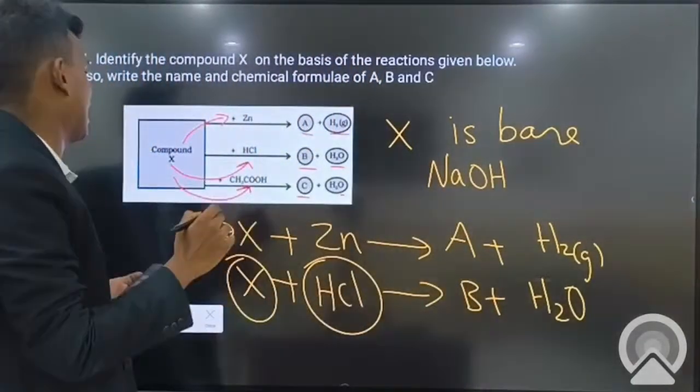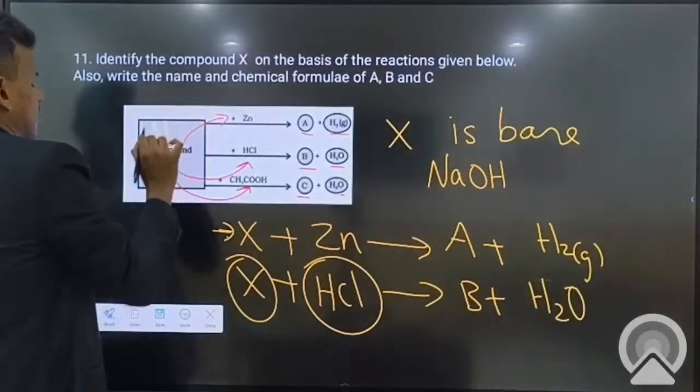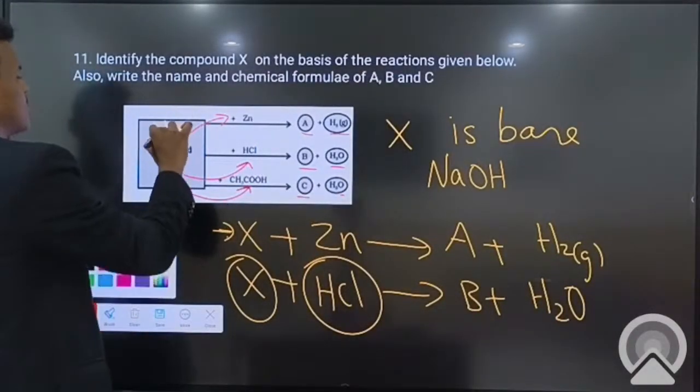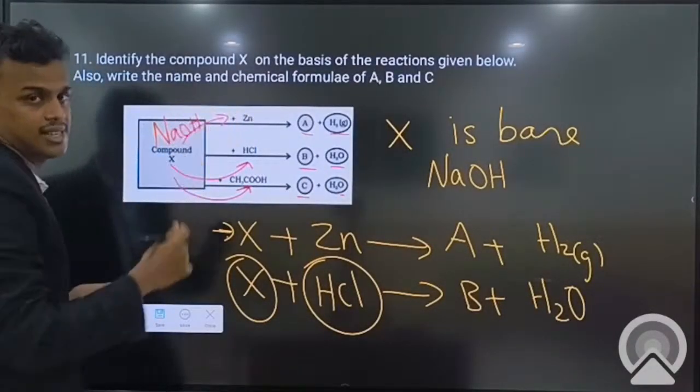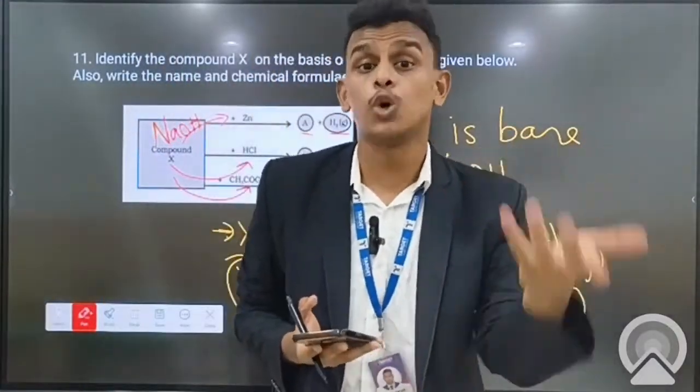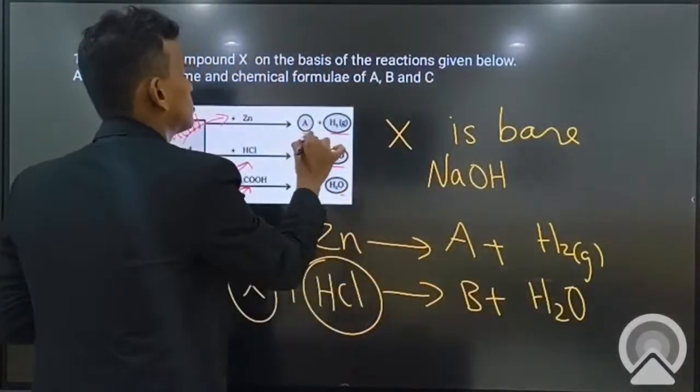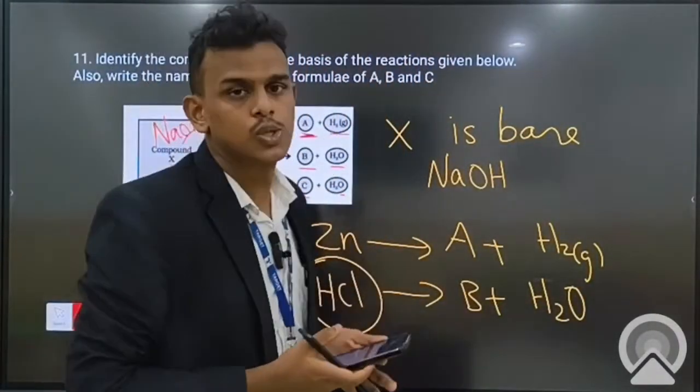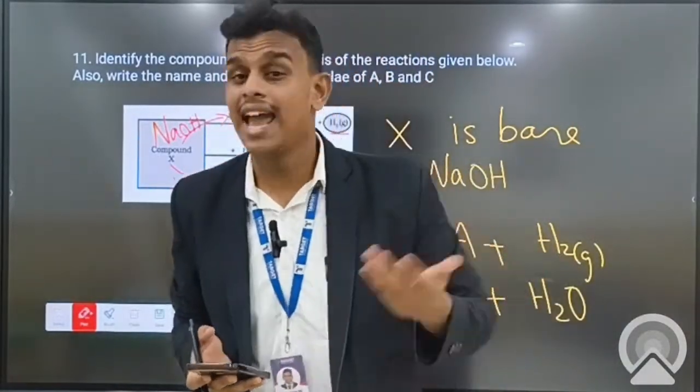So in the textbook it is NaOH, because you studied NaOH plus zinc. Zinc reacts with the base, forming sodium zincate. So A is sodium zincate. So leave that, and go through your reaction part.